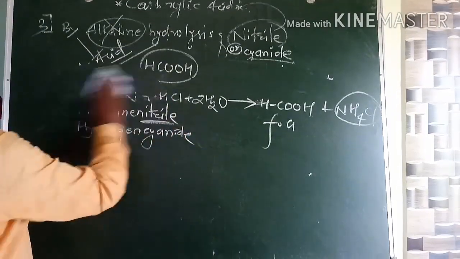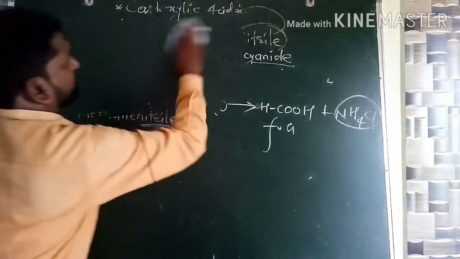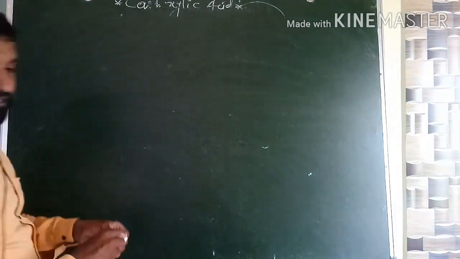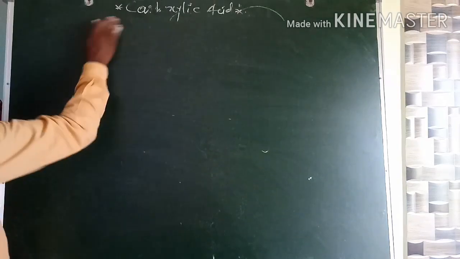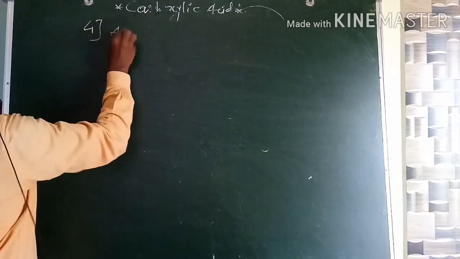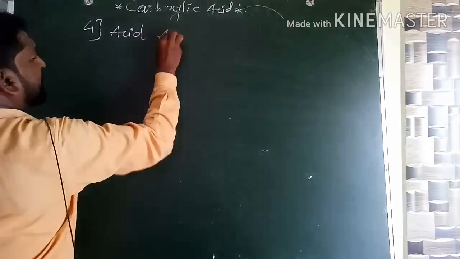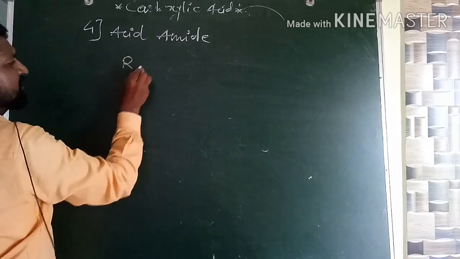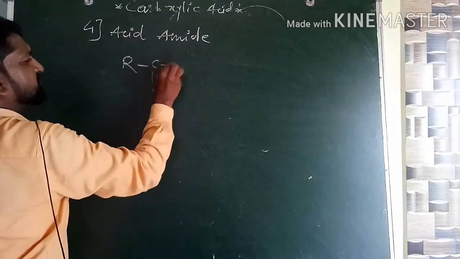Next, number 4. I don't remember exactly whether it is in your syllabus or not, but from acetamide we can also prepare carboxylic acid. Acetamide. Okay, a new functional group, RCONH2.